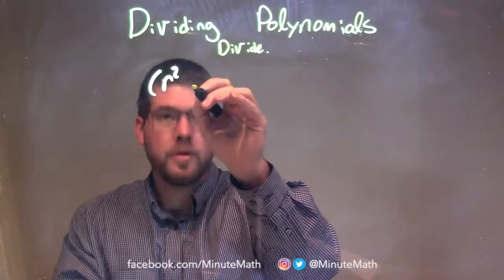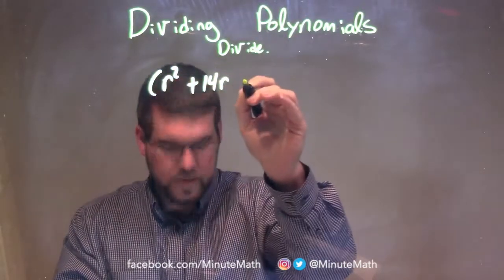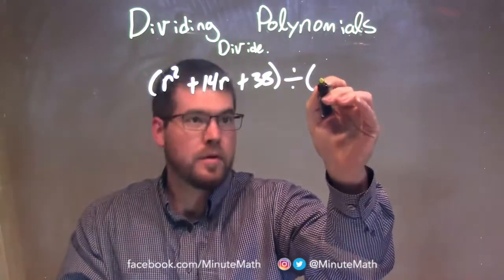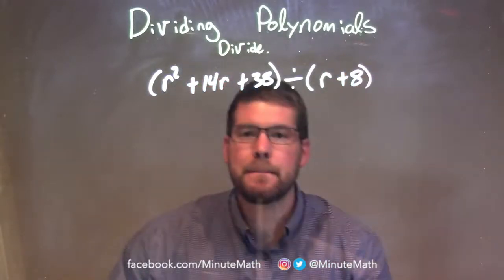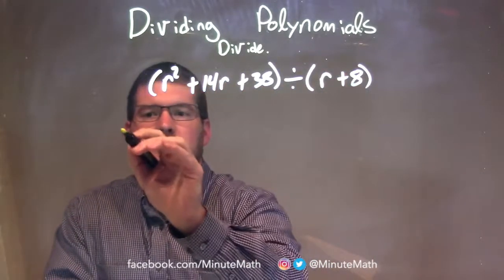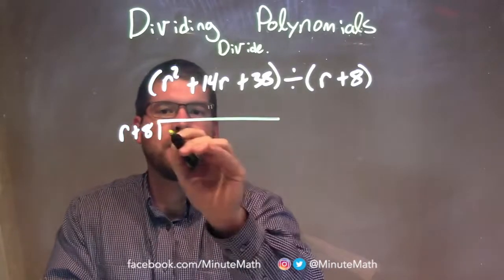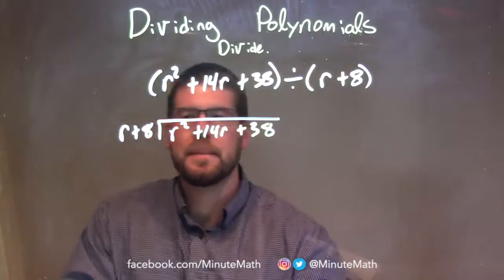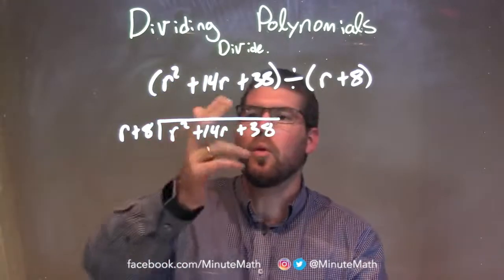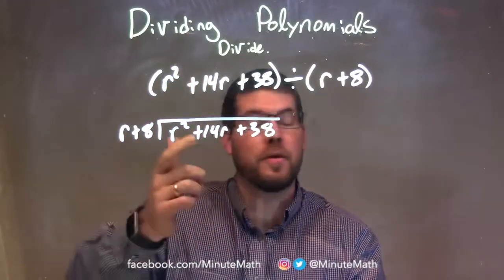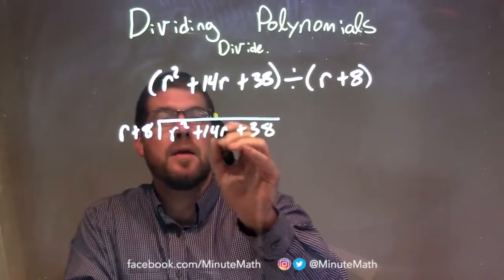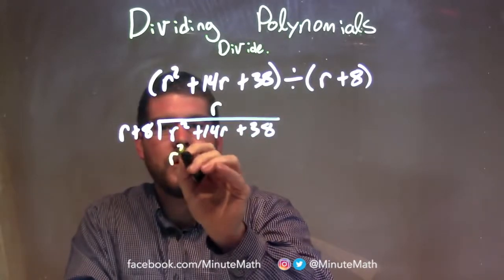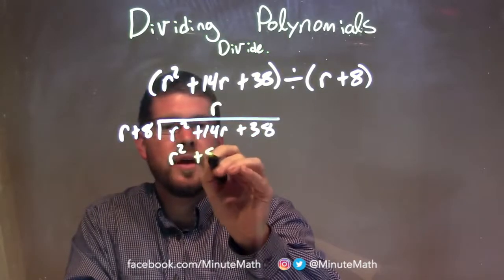R squared plus 14r plus 38 divided by r plus 8. Okay. Well, I want to set this up with long division, so I have my r plus 8 here, and that goes into my r squared plus 14r plus 38. Okay? So now I have to ask the question, what times r gives me r squared? That's just r, pretty simple. R times r is r squared, and r times 8 is plus 8r.